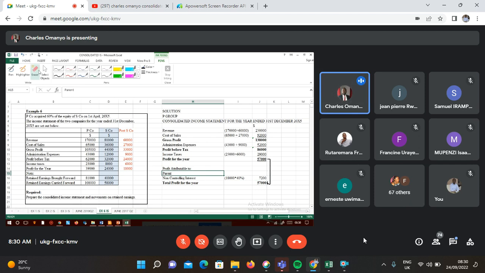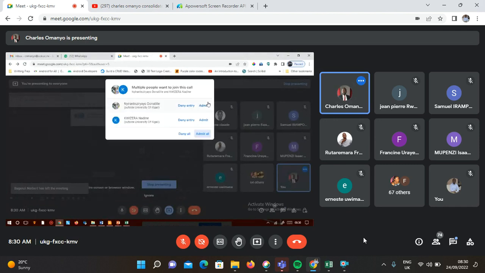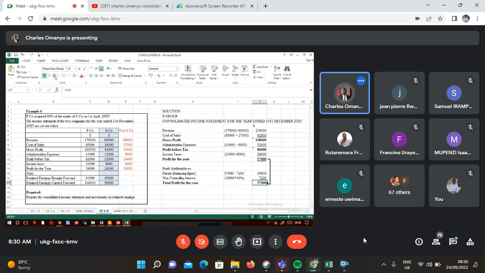What goes to the parent now becomes the balancing figure. So what is our balancing figure? Our balancing figure is 57,000 minus 7,200. So that is our consolidated income statement. This example was just preparing us. That gives you the consolidated income statement.